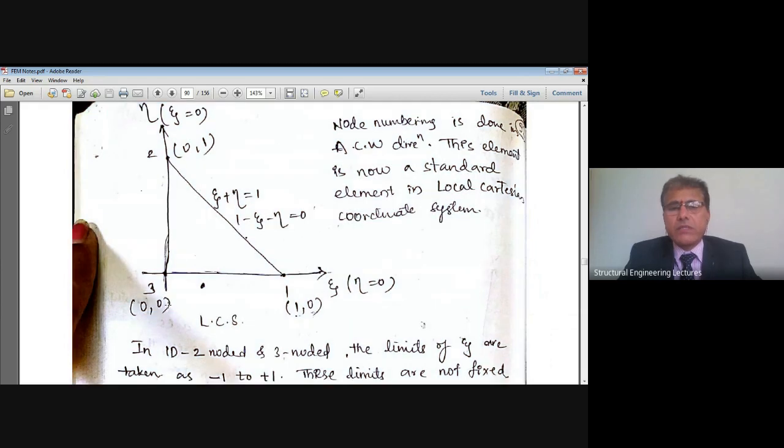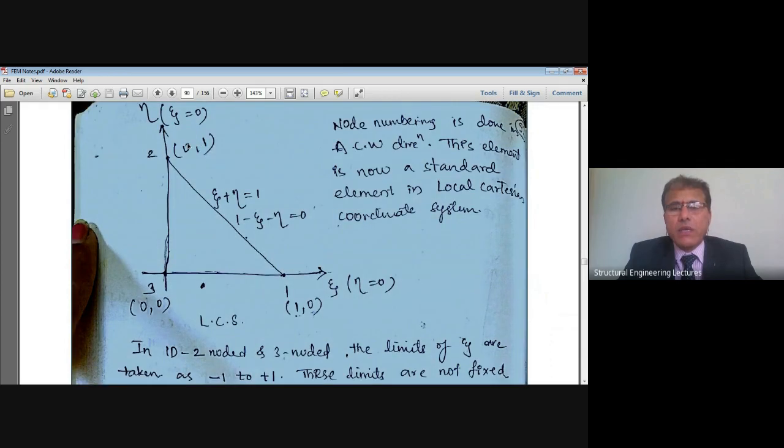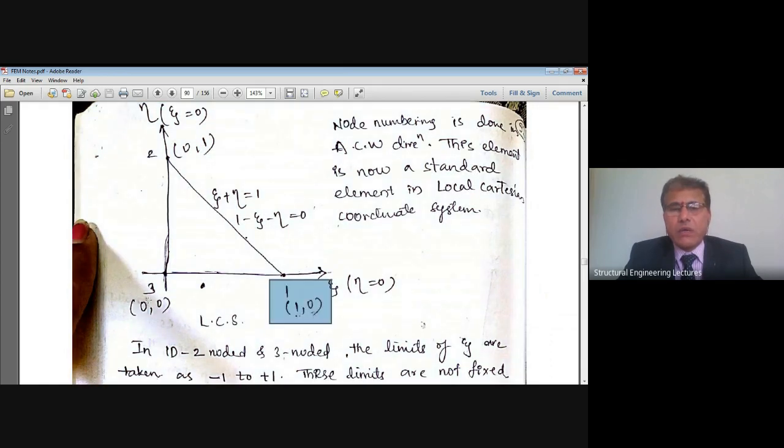At 0 0, right? If I take this node 3 as the origin and move by 1 unit along purely the xi direction, I'll reach node 1. Now, in order to reach node 2, I need to move in the vertical direction by 1 unit, therefore moving along purely the eta direction. Therefore, its coordinates in the local coordinate system are 0 1 for node 2, whereas for node 1 it is 1 0, and node 3 is 0 0.